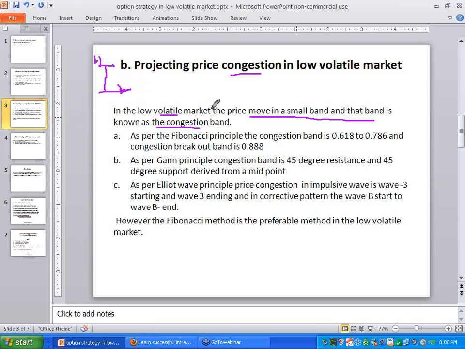Once this congestion band is broken, at that time we can think some renewed volatility will come to the market, or we can think some amount of greater oscillation may happen in the market. So this congestion is very, very important. So what are the processes available to identify this congestion?